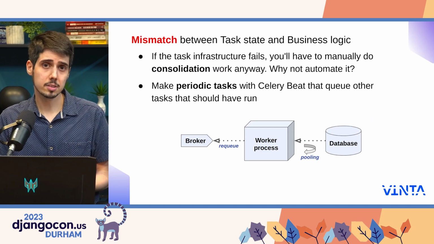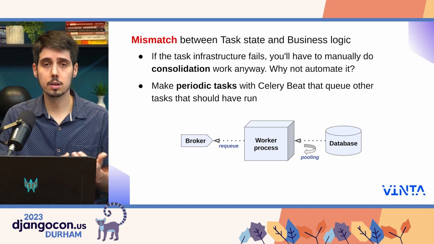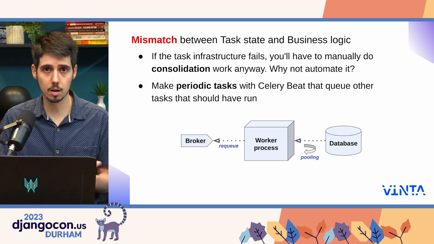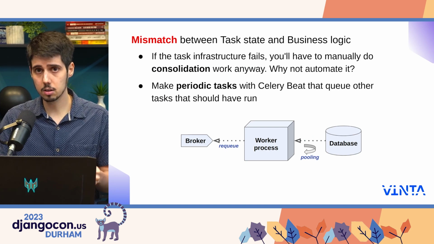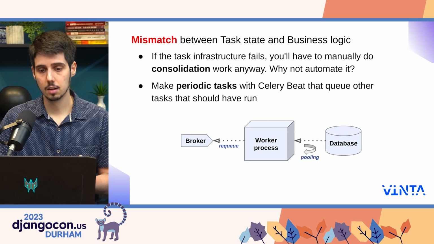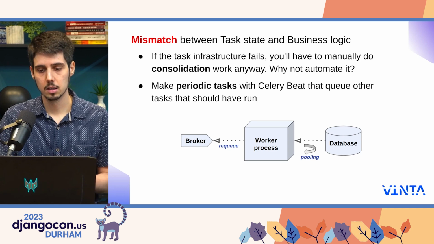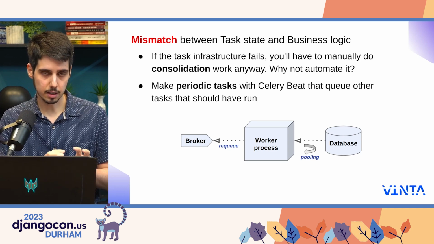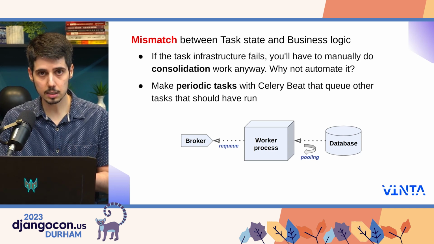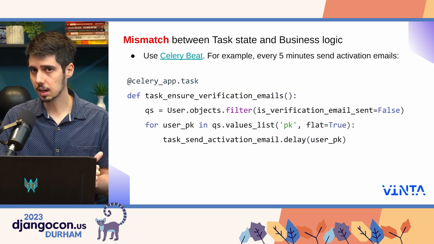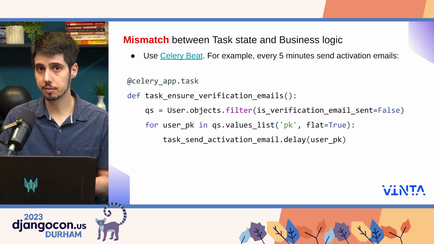So if the task infrastructure fails, you have to manually do consolidation work anyway, right? You have to write a script, send emails, things like that. Instead, you could have periodic tasks with Celery Beat that queue other tasks that should run. So you can have this infrastructure where there is a task that will periodically check the database and queue other tasks. Here's the example of the verification email.